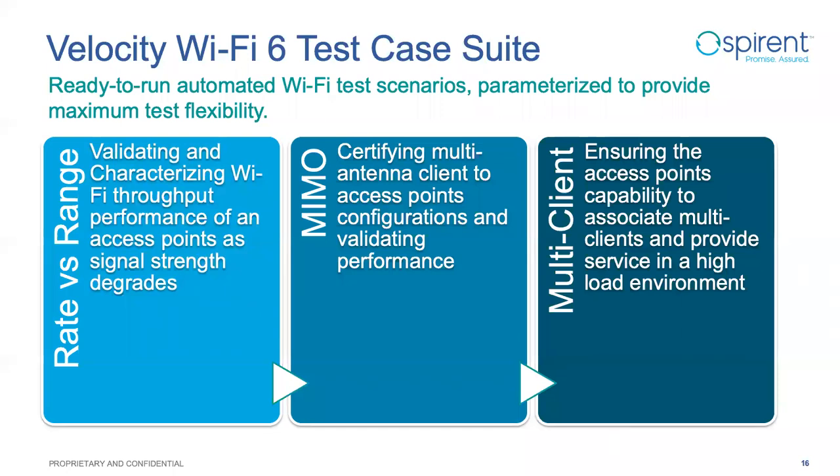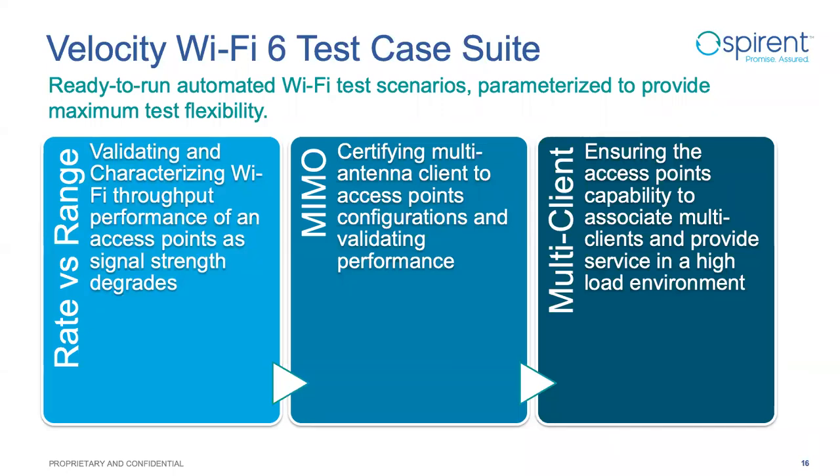Multi-client is about certifying multi-client access points, configurations, and validating performance. With 802.11ax, you can go all the way up to 8x8, so 8 antennas. I don't believe there are a ton of clients right now that have 8x8 capabilities, but this is something we're going to be seeing in the future. So we're trying to validate and characterize that performance.